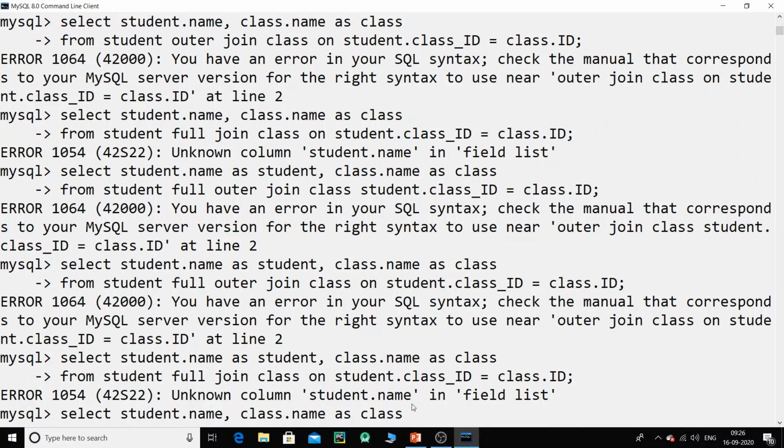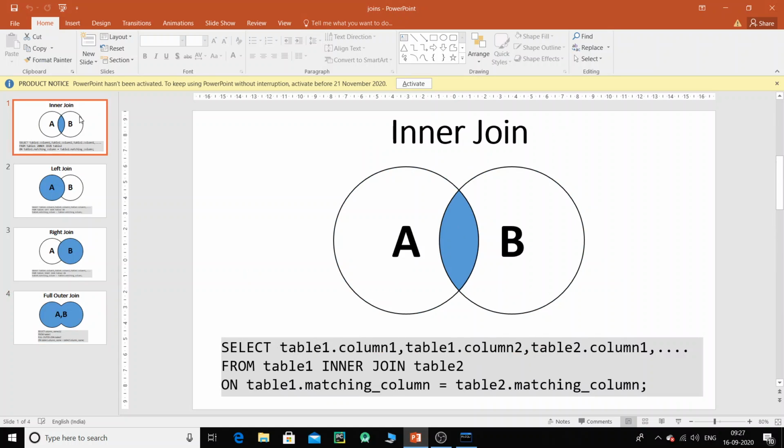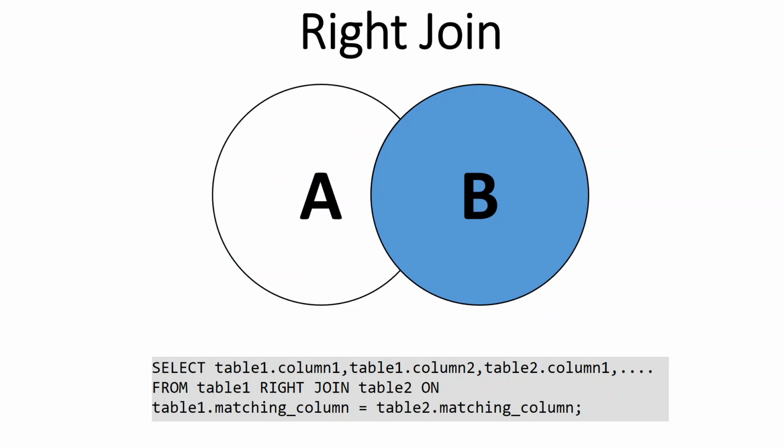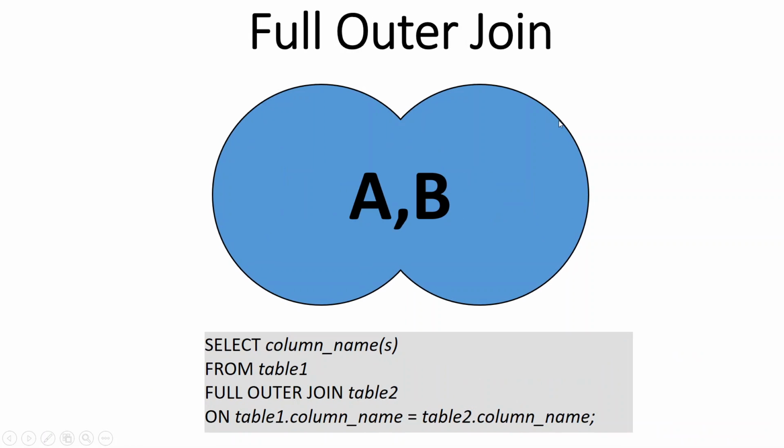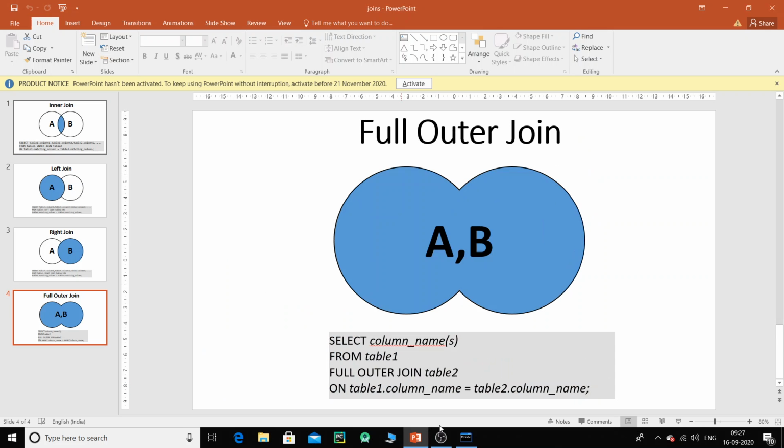At least, what we have learned today is the inner join, the left join, and the right join. These are the most important joins, and out of all these, normally we use the inner join. With the last join, I will check the syntax, and maybe tomorrow I'll show you how to work with the full outer join. So that's it, children, for today.